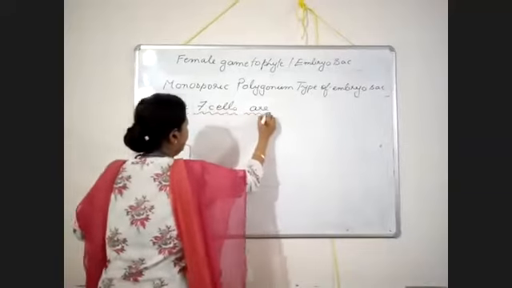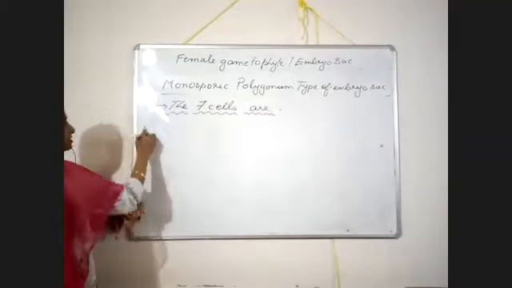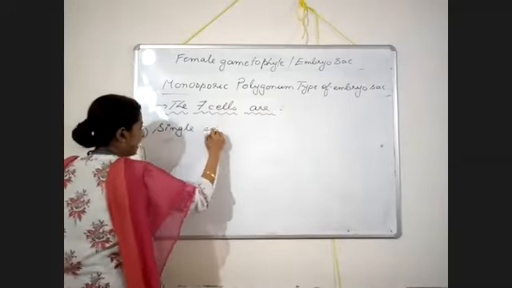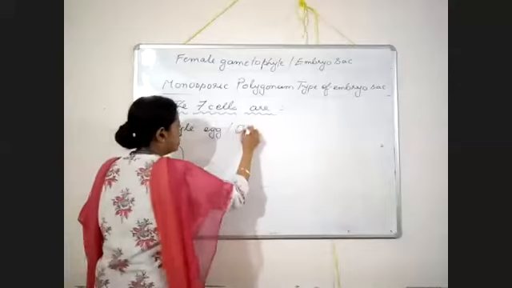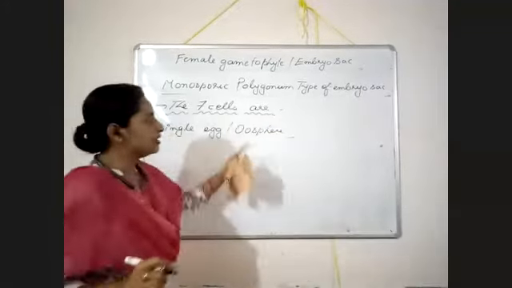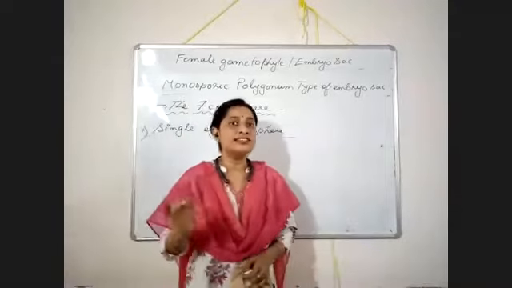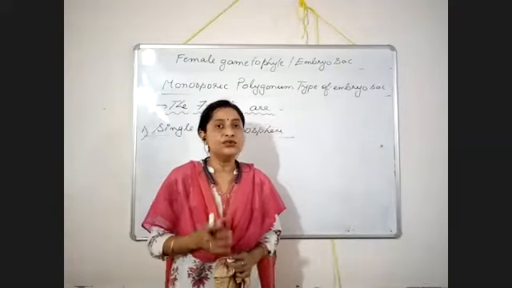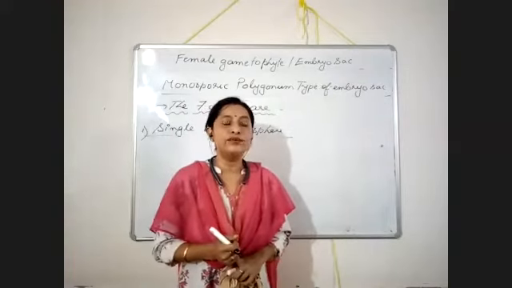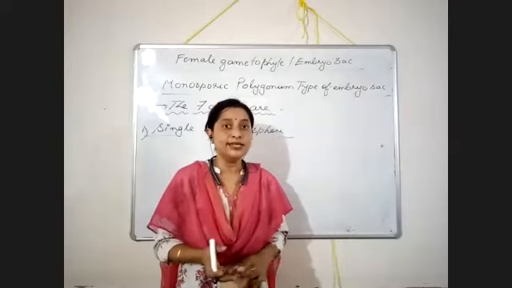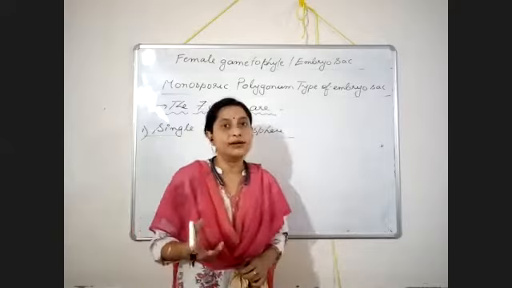The first one is the single egg, or it is also called the oosphere. Now we have a term called the oosphere. One is called the oospore and the other is called the oosphere. Don't get confused between the words oospore and oosphere. Oospore is the other name for a zygote. In the oosphere, we are talking about the egg.